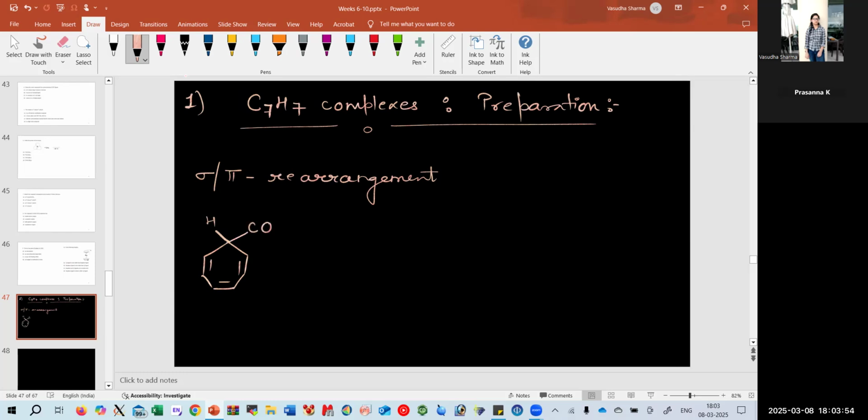There is a substitution of COCl. Now in presence of the rhenium carbonyl complex, we leave out Cl and coordinate with the carbon.